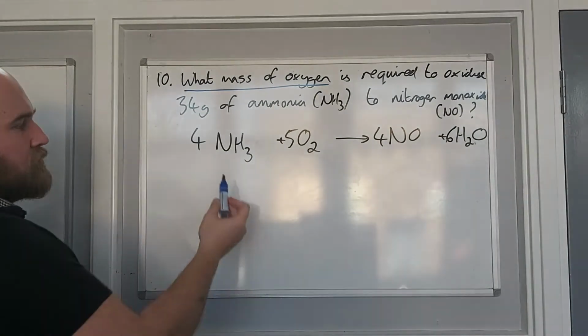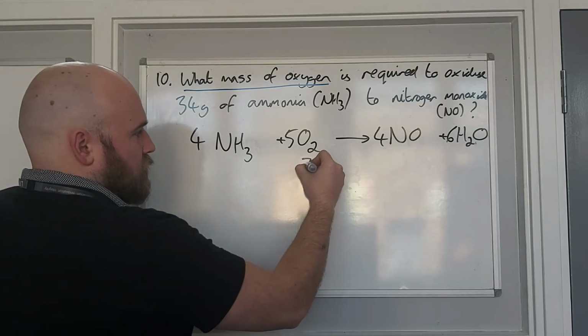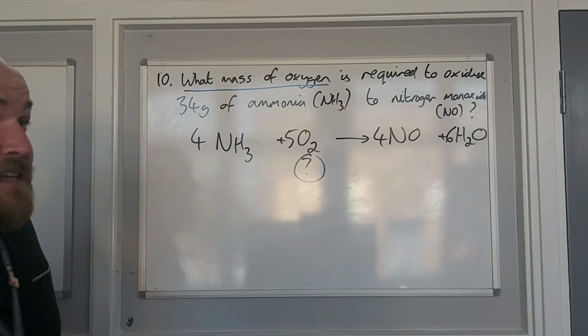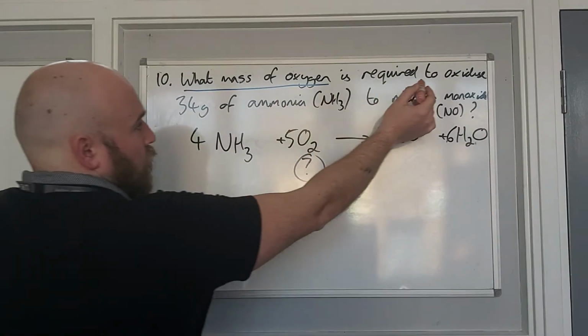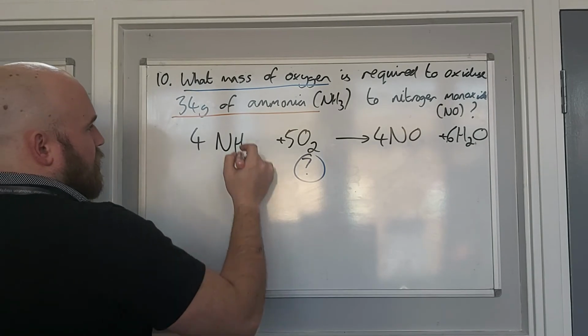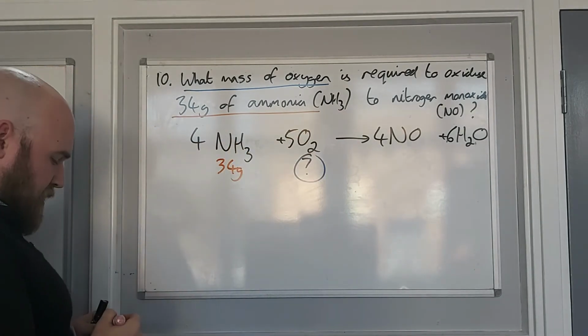What is the oxygen in this particular equation? Well, oxygen is just O2, so it must be that. So there's my finish line. Where am I starting from? So, required to oxidise 34 grams of ammonia. So, ammonia tells us NH3. So, it's that there. Right.